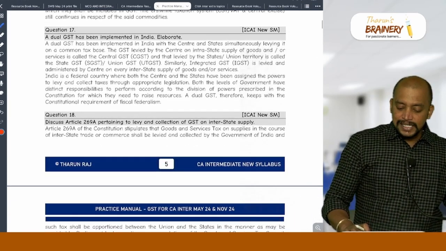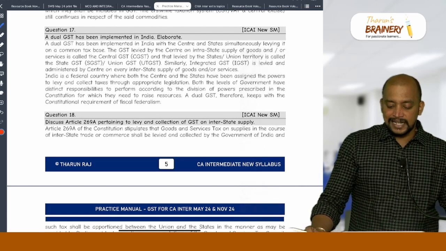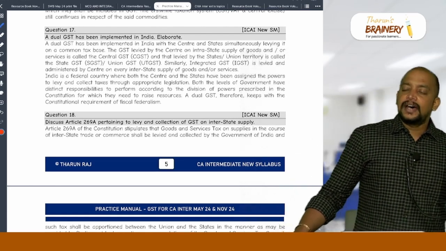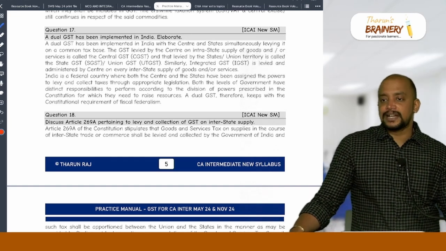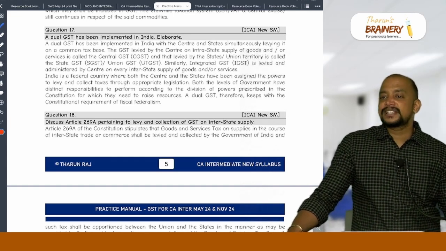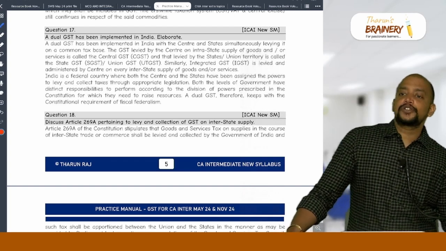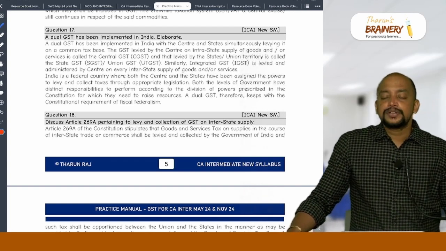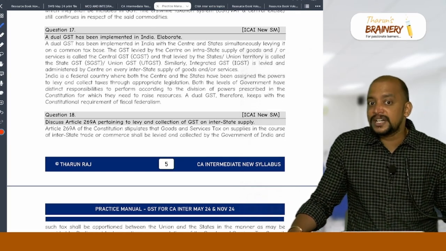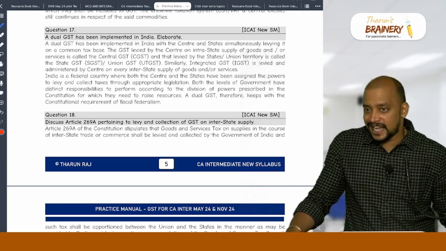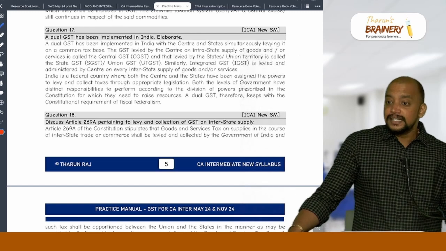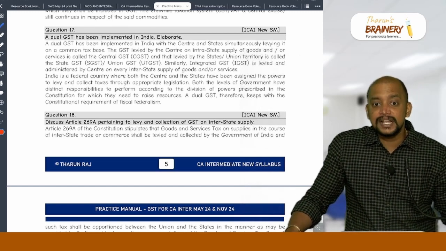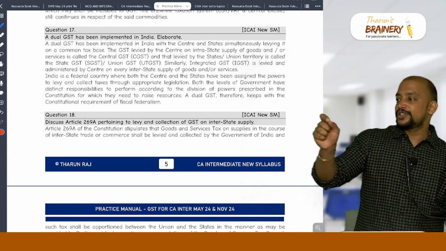Then, a dual GST has been implemented in India. Elaborate. So, what does dual GST model mean? As India is a federal country where both central government and state government have power and responsibility to do expenditure for the public, both central government and state government have power to levy tax on the common tax base. And this dual GST model is adopted in India from two countries, Brazil and Canada. Those points you need to write.